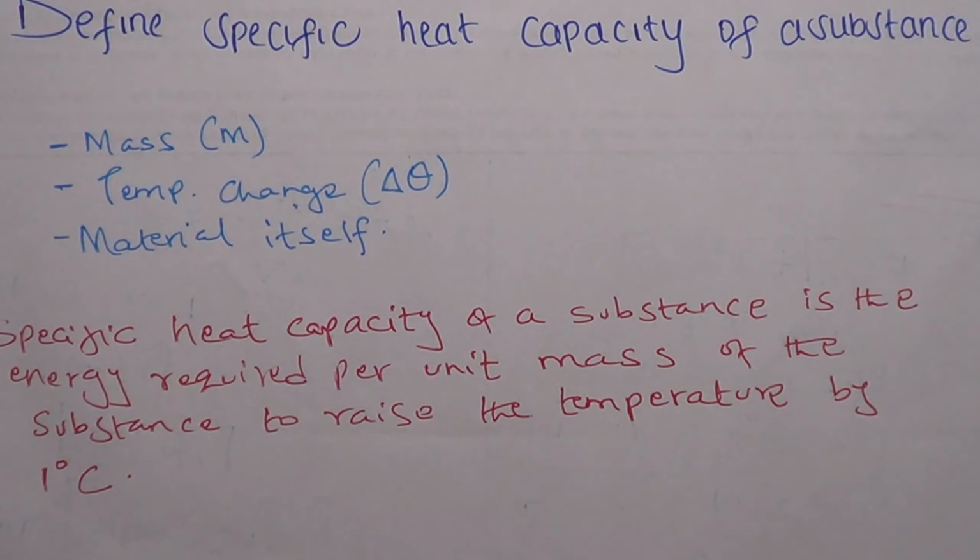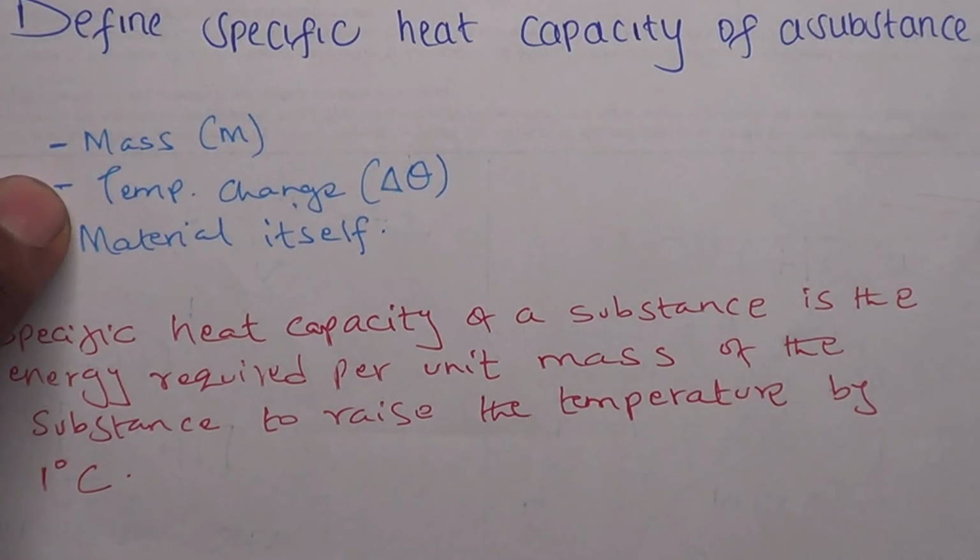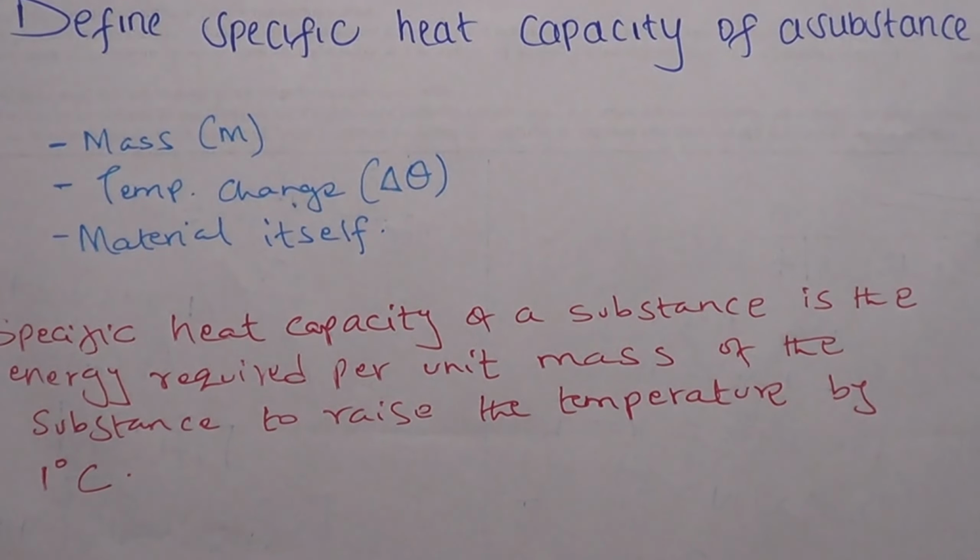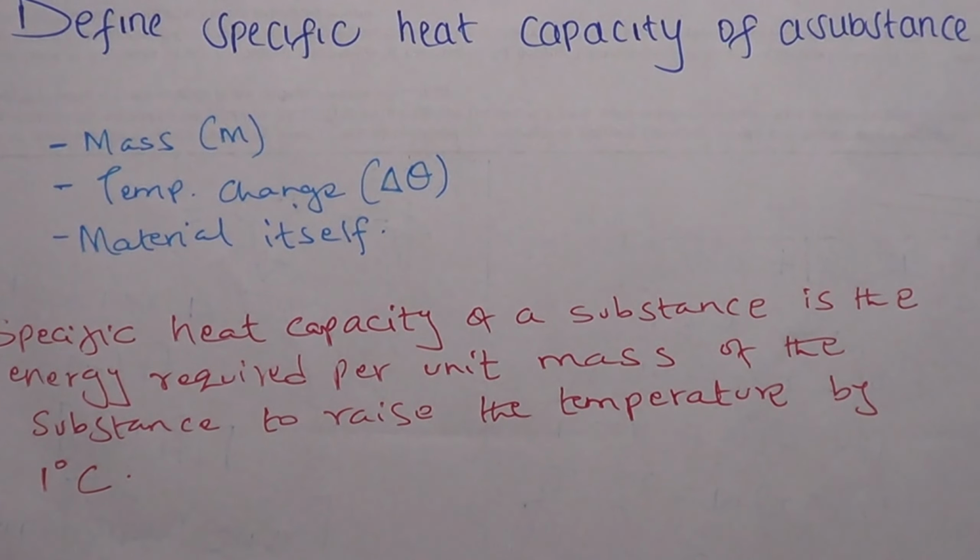Remember, we started by saying that if we heat some material so that its temperature rises, the amount of energy we must supply depends on three things: the mass, the temperature change, and the material itself. So to define the specific heat capacity of a substance, we can say it is the energy required per unit mass of the substance to raise the temperature by 1 degree.